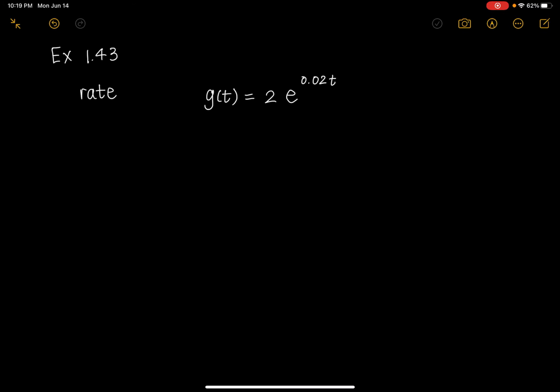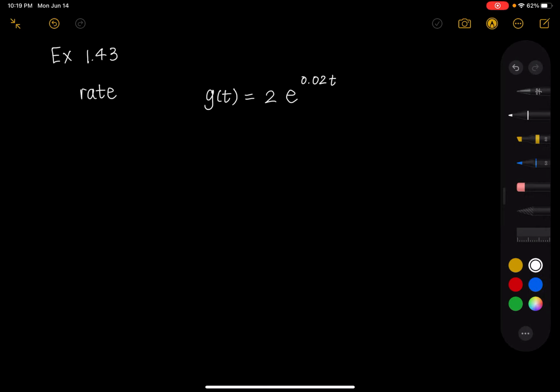1.43. Suppose a population of fruit flies increases at a rate of g of t equals 2 times e to the 0.02t flies per day. So t is the number of days. If the initial population of fruit flies is 100 flies, how many flies are in the population after 10 days?